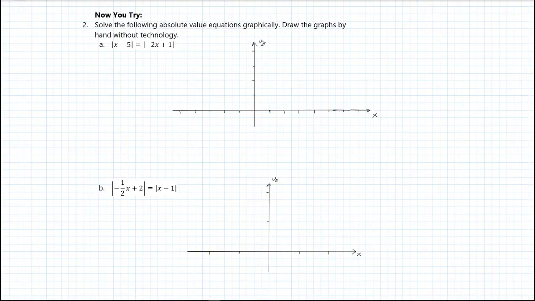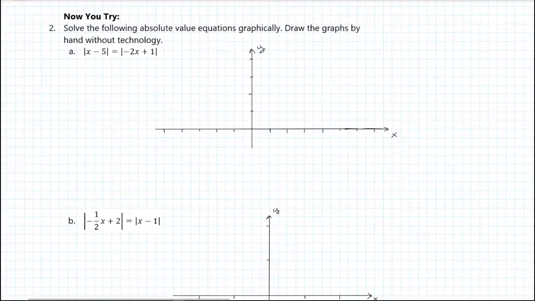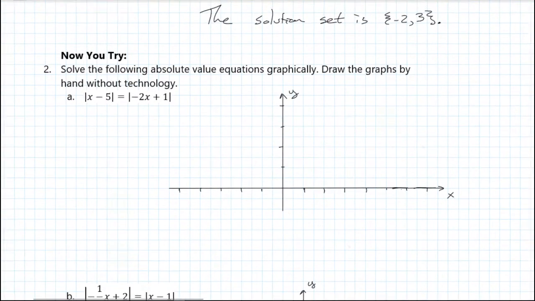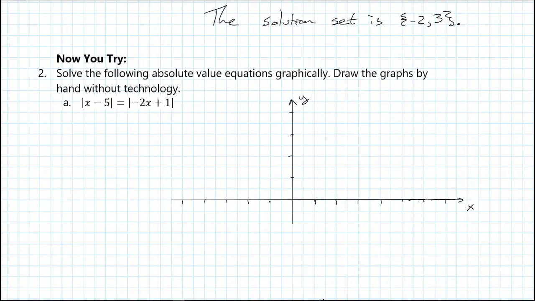Hello and welcome back. Let's go ahead and run through the solutions to the now you try problems for solving double absolute value equations graphically. Let's take a look at this first one. We have the absolute value of x minus 5 equals the absolute value of negative 2x plus 1.